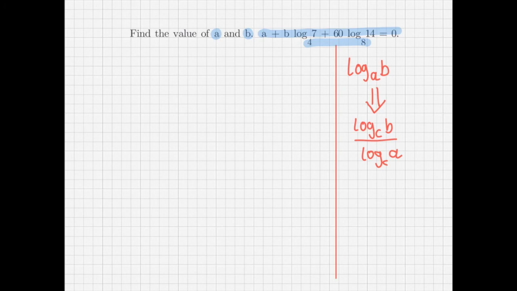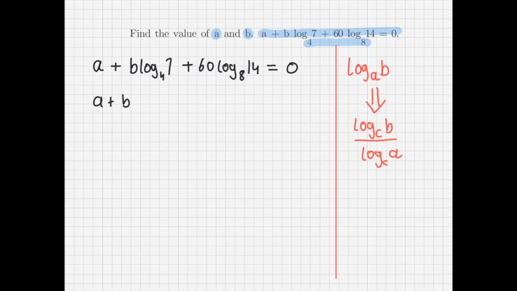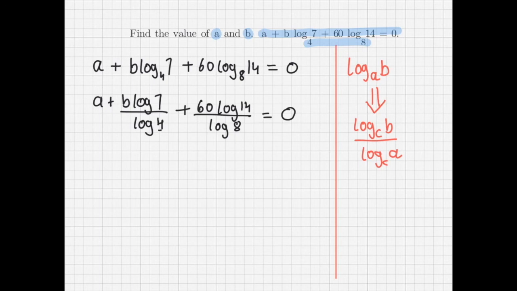You will see. So we are given a plus b log 4, 7 plus 60 log 8, 14 is equal to 0. So a plus b. Now we can apply the change of base here. Log 7 over log 4. So our bases are just 10 in this case. Then we can apply this here as well. Log 10 over log 8 equal to 0. We can change 4 and 8 now in bases of 2. You will see why that will be helpful.